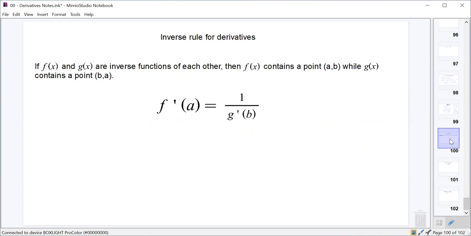Here it is again, and this time I've written it just the opposite way, where we've got f prime of a and 1 over g prime of b. f of x contains a, b, and g contains b, comma, a. And so this is the inverse rule, and it will allow us to find the derivative of the inverse of a function without actually finding the inverse function.